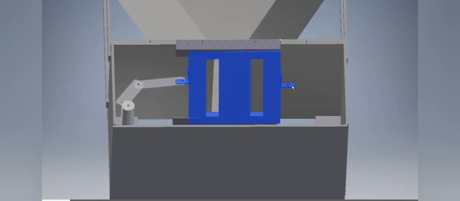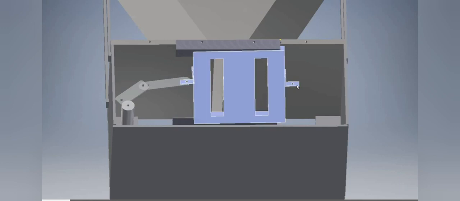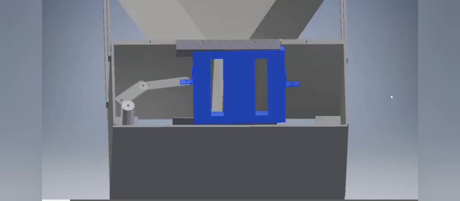This slider plate will move till the alignment takes place between the hole on the slider plate and the hole of the container. The slider plate will move and remain there. This will maintain the hole alignment based on the delay time.